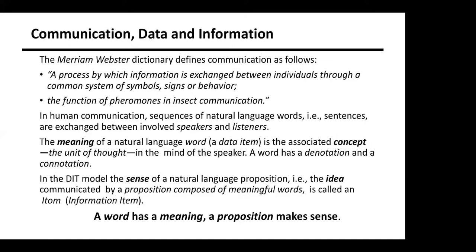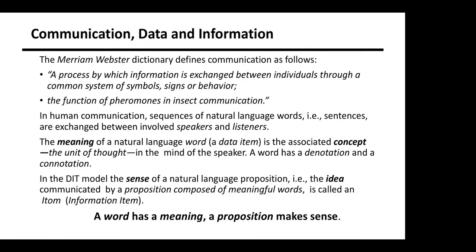And in human communication, the basic means for getting information from one mind to another mind is by natural language. Human communication is basically using natural languages that are exchanged between speakers and listeners who understand the language. And the meaning of a word in natural language, which I call a data item, is a concept in the mind.